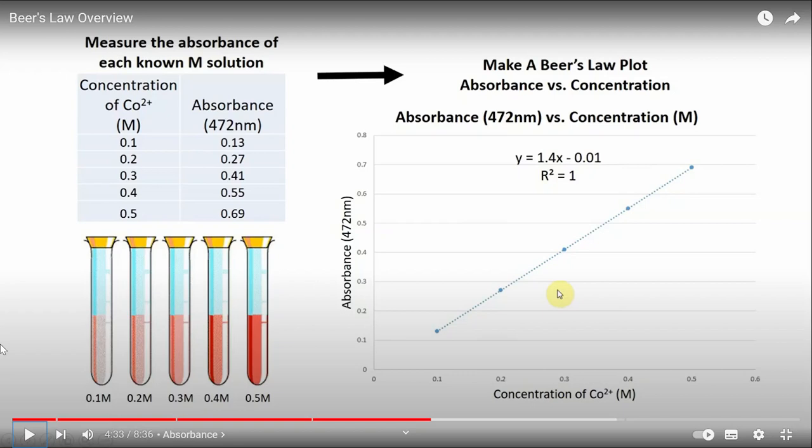What would the units be? Now, this is absorbance at 472 nanometers. What is the unit of absorbance? It doesn't have a unit. So what is the unit of the slope?